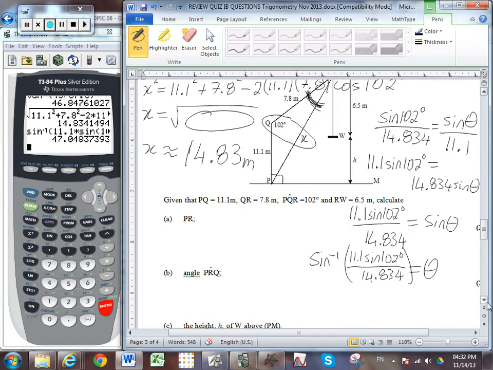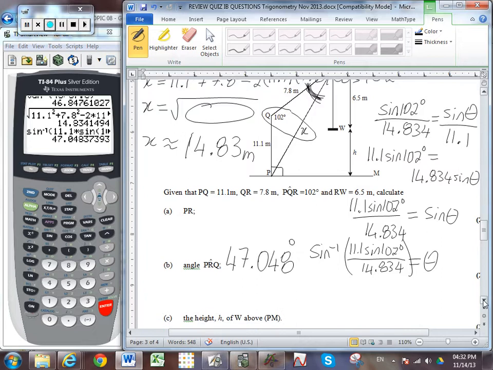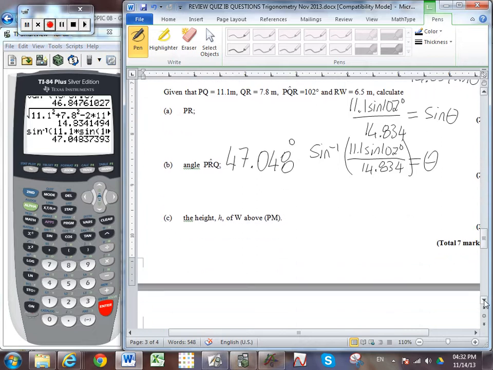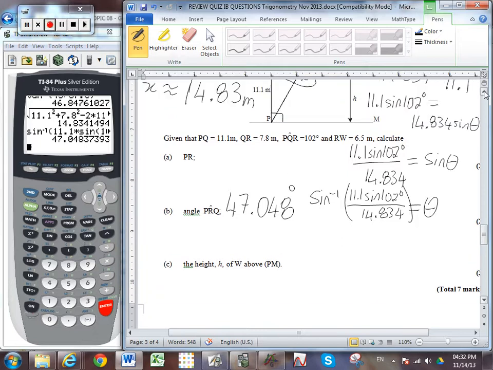It's bigger than I expected actually, but I guess I'll go for it then. So we get approximately 47.048 degrees. That makes me a little nervous because obviously that's very close to 47.1 and very close to 47.0. So I guess we're around 47 degrees anyway, but you get the gist. 47.0, just about. Okay, part C, the height h of W above M.